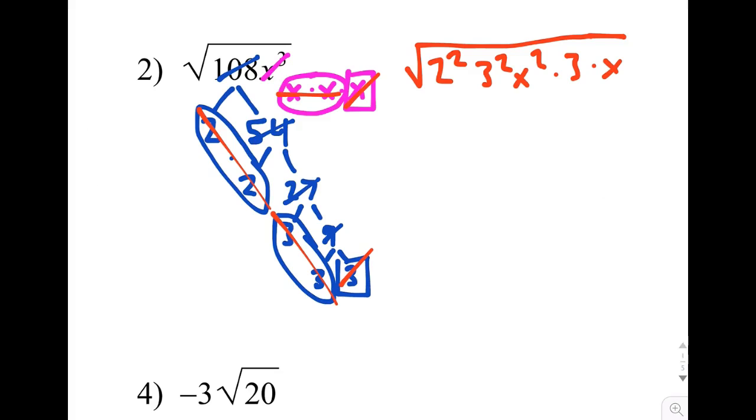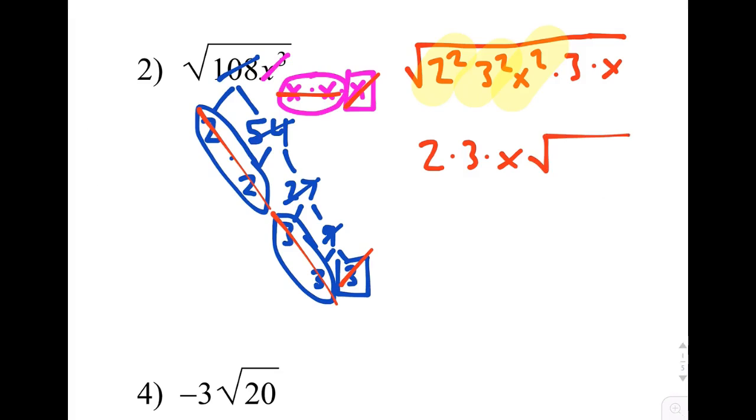Everything that is a nice clean root, I can go ahead and take out. So 2 squared square rooted is just going to be 2. 3 squared square rooted is just going to be 3. X squared square rooted is just going to be x. So I have 2 times 3 times x all out front.